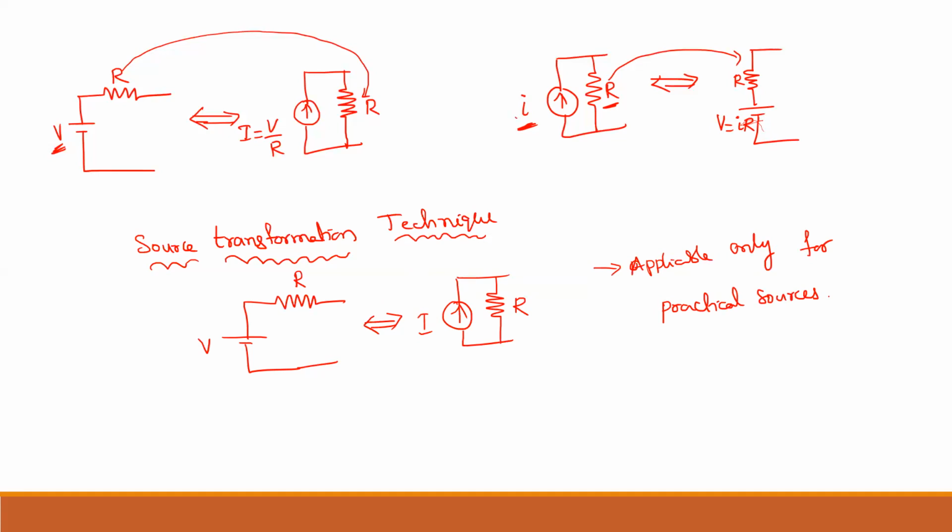Now we will take a simple example and solve this numerical. Let us take problem number 1. Here I have one current source and a resistor.